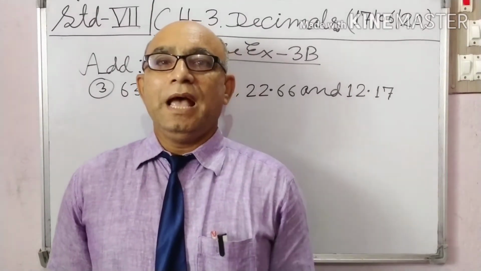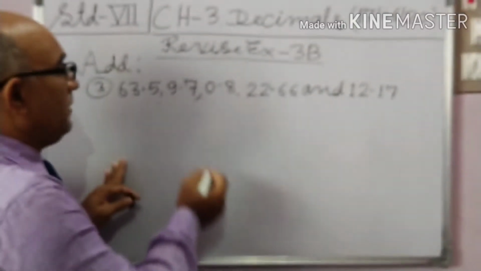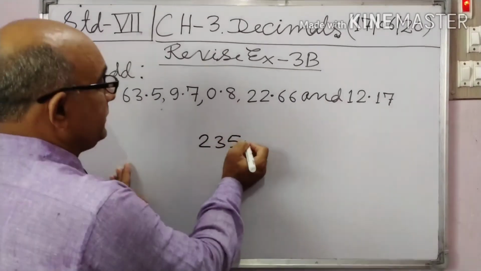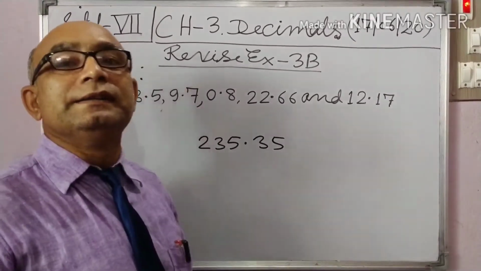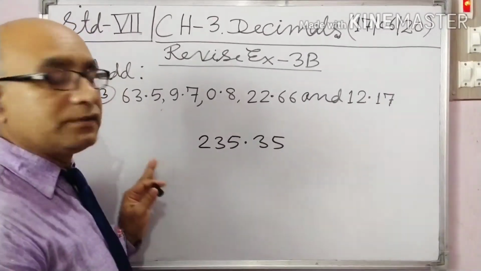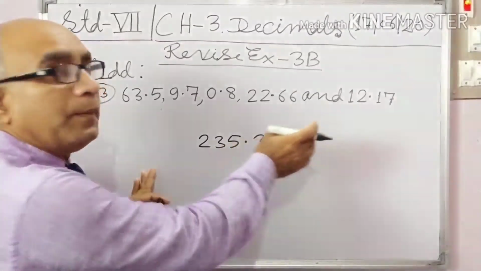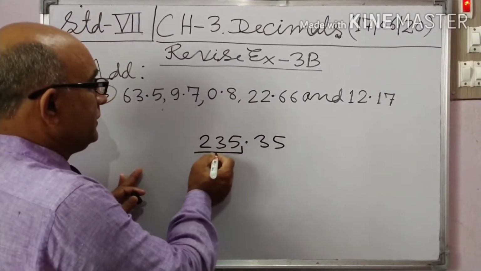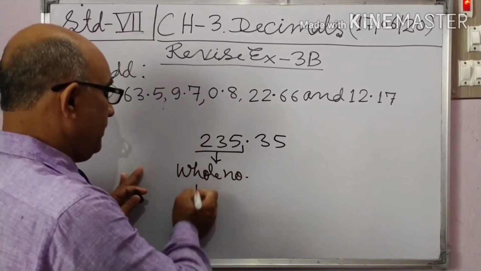A decimal number has two parts. For example, 235.35 is a decimal number. One part is before the decimal point and the other part is after the decimal point. The part before the decimal point is called the whole number part.